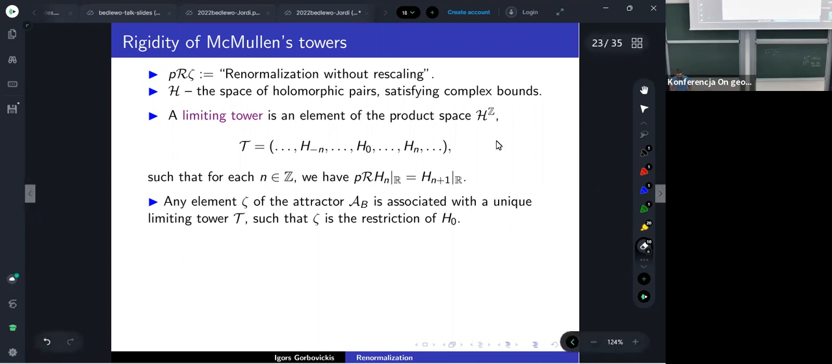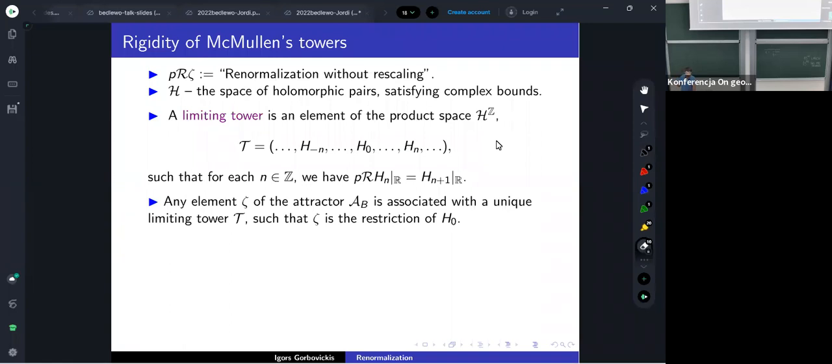So we can view a tower as follows. Let's say you have a holomorphic commuting pair of some fixed size. First of all, you have a sequence of holomorphic commuting pairs which sit inside, more or less a nested sequence that goes inside. But also you have a sequence of holomorphic pairs which are larger than the one we're looking at. The previous one is larger, and the one we're looking at is obtained from the larger one as a pre-renormalization of that larger one. And then there's a larger one and so on. So this tower of holomorphic commuting pairs eventually covers the whole complex plane. This is how we should think about a limiting tower. And any element of the attractor is associated to a unique limiting tower.